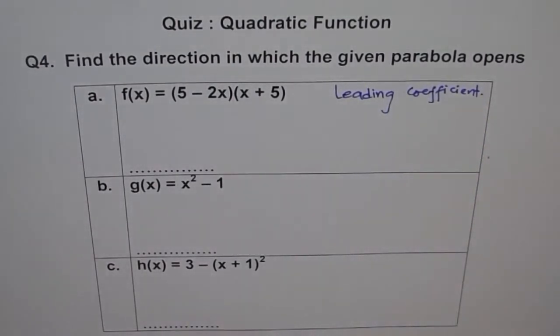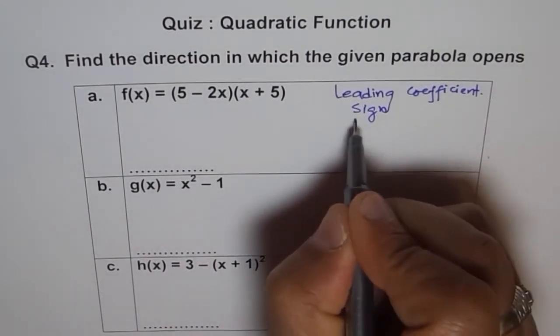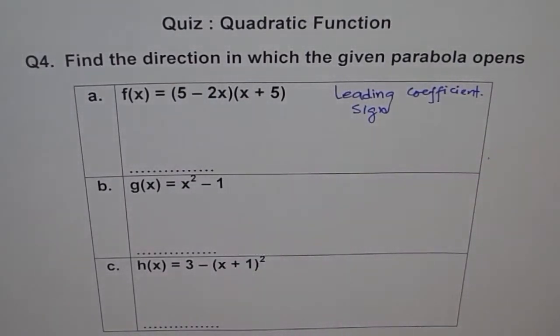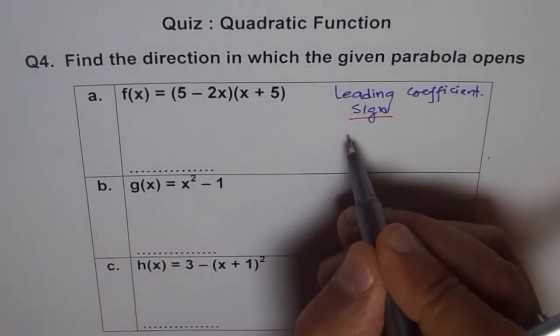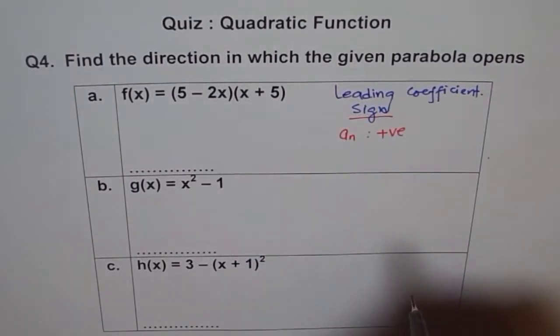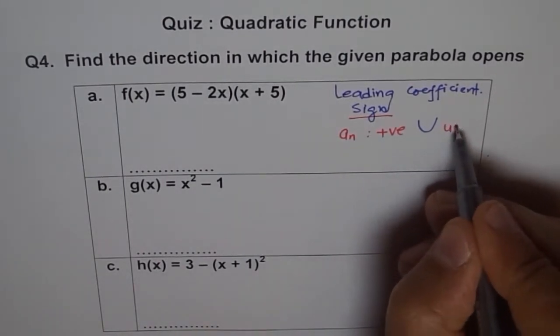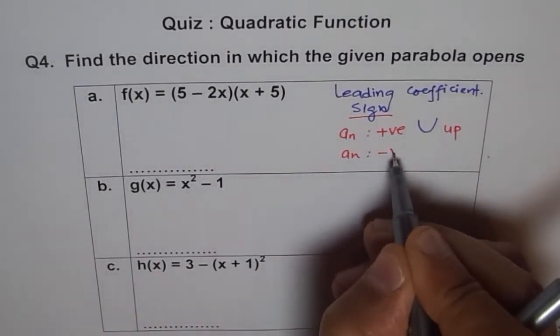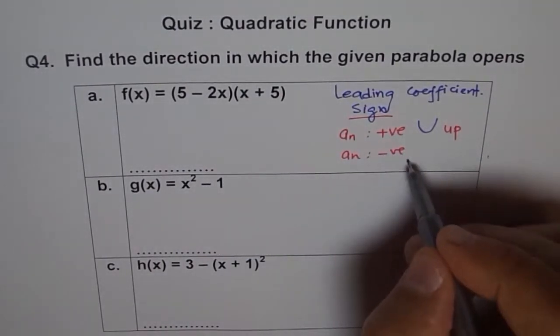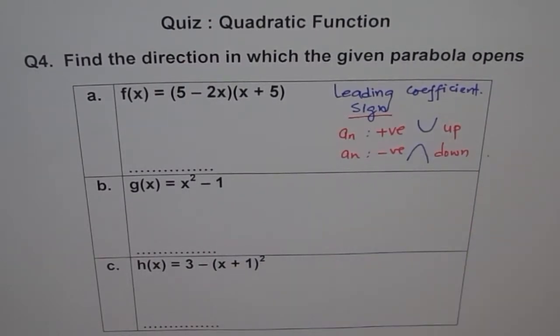Well, the value of the leading coefficient doesn't matter here. What really matters is the sign of the leading coefficient, right? So this is what you're looking for. You're looking for the sign of the leading coefficient, correct? That is a n. So we say if a n is positive, then it opens upwards, correct? But if a n is negative, then it opens downwards. Is it okay? So that's what we are interested in finding.